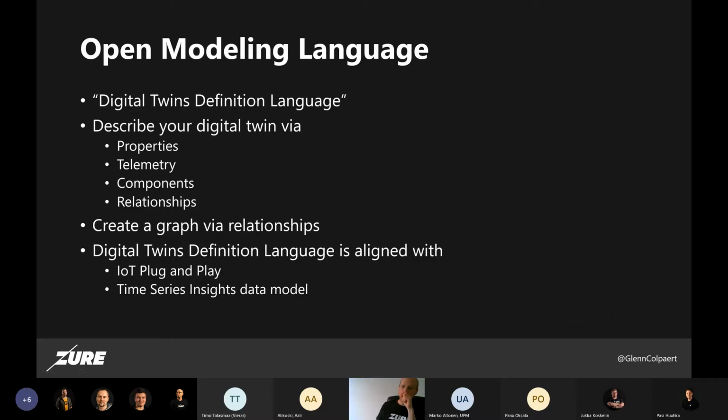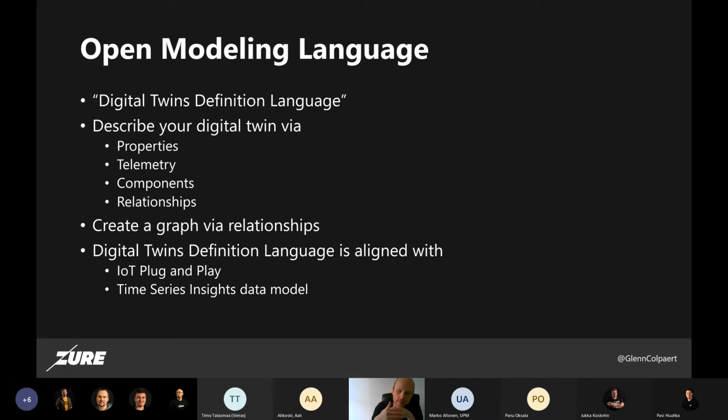You can describe your digital twins via a couple of areas. First of all, there's the properties. A property is a data field on your digital twin and represents a certain state of your twin. Important to mention is that these properties are stored on the twin itself and therefore have some storage in the background.